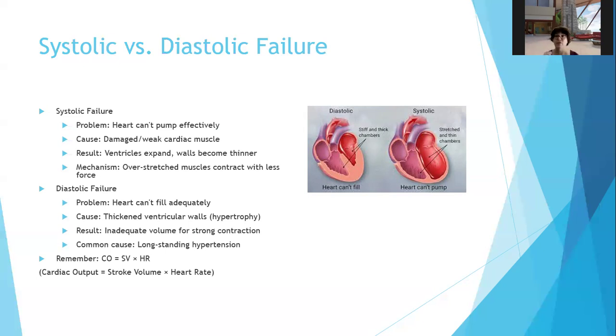It takes care of itself first. And then the second exit, 1B, is the carotid artery going up to the brain. So if the heart and brain aren't working well, there's no point in oxygenating the rest of the body. So if the heart can't pump efficiently, the ventricles expand, the walls become thinner, and overstretched muscles contract with less force. So these are our weakened, overstretched muscles. We've seen those in skeletal muscle and different things.